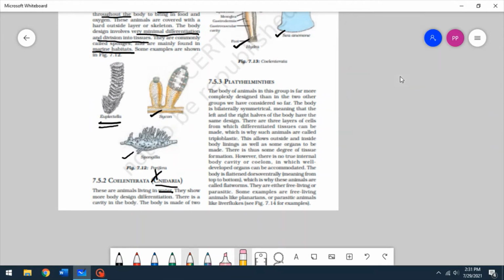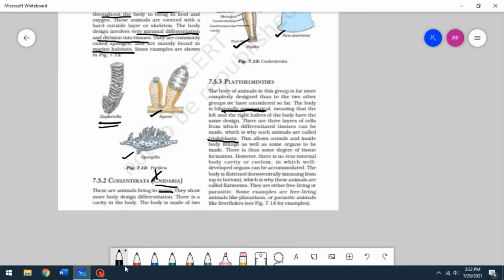So one important thing is that bilaterally symmetrical means that the left and right halves of the body have the same design. So in the trapezium that I drew previously, the left side and the right side of the dividing line had the same design. Alright, and there are three layers of cells. This is why they're also called triploblastic. Alright, this allows outside and inside body linings as well as some organs to be made.